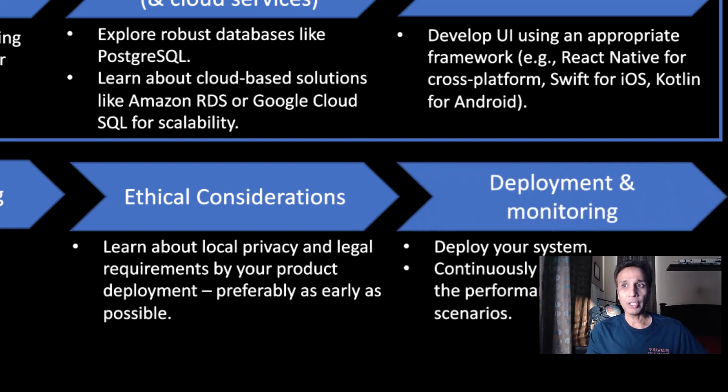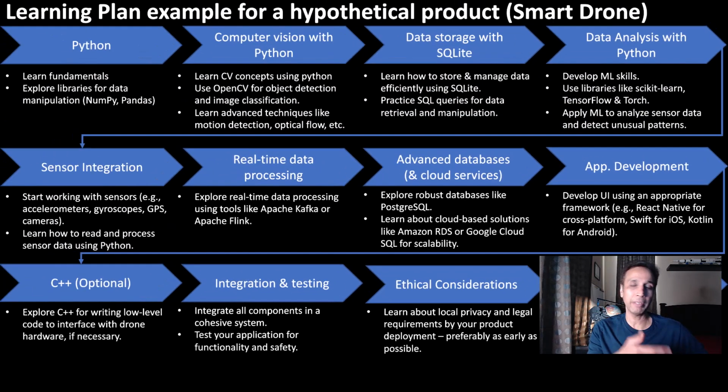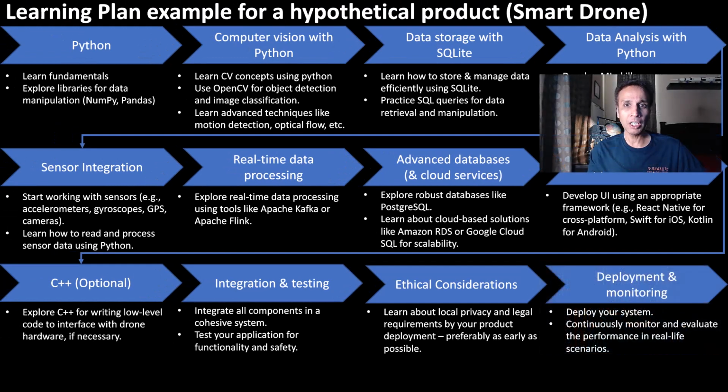Okay, finally, deploying and monitoring. Obviously, you're going to deploy your system, and you need to continuously monitor and evaluate the performance in real life scenarios. In your lab environment, in your test environment, that's a different thing, but in real life scenarios, autonomous driving is fine if you have a closed course, or some obstacles that are artificially put to test your car. But once the car is on the road, then it's a completely different scenario, right?